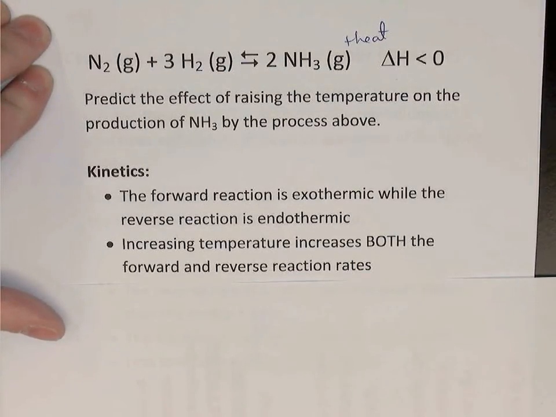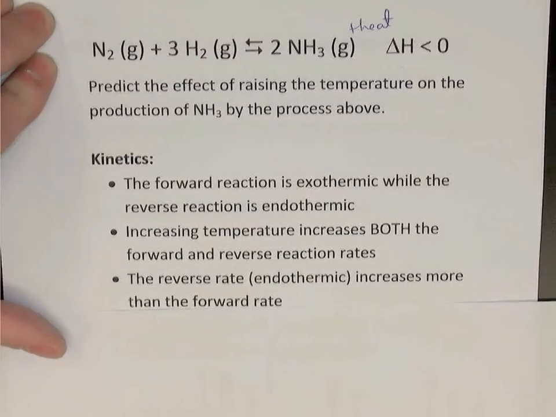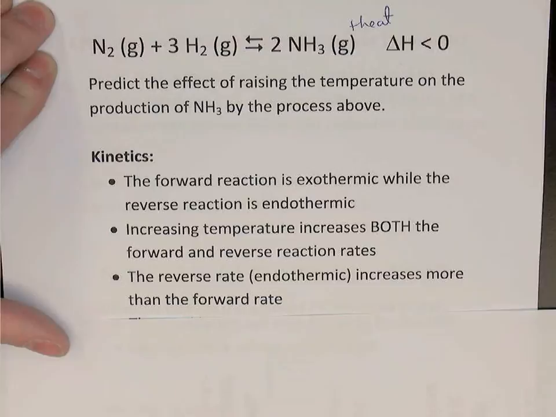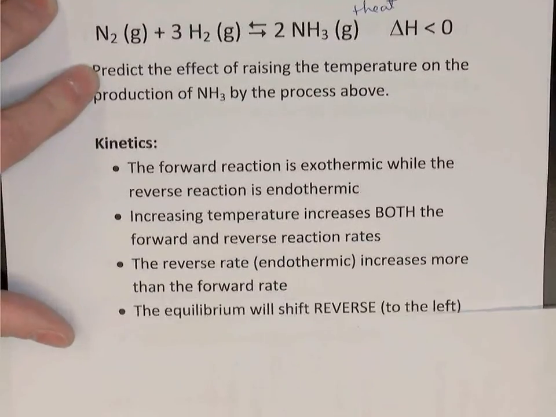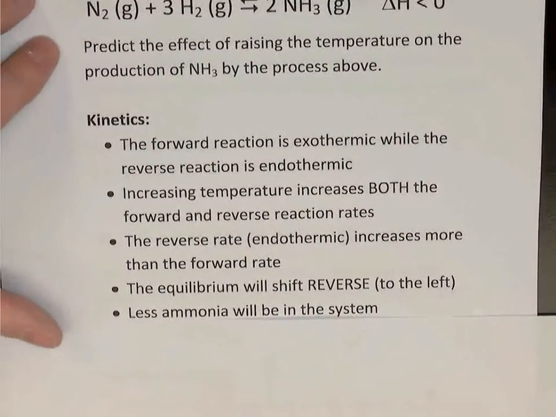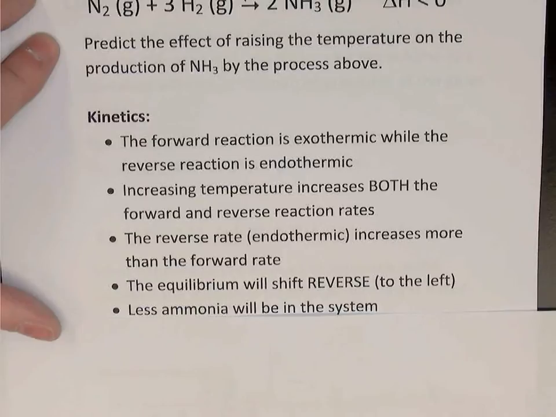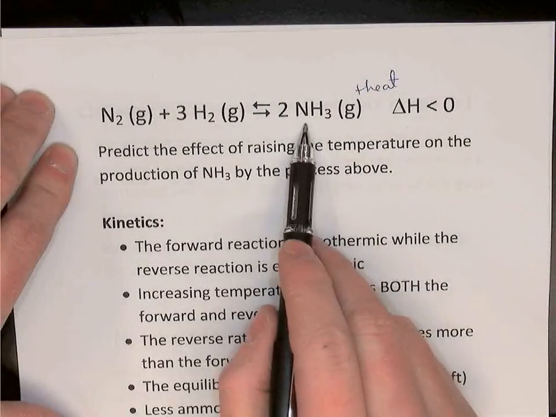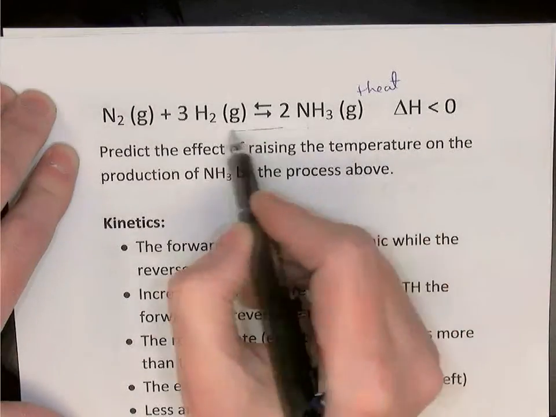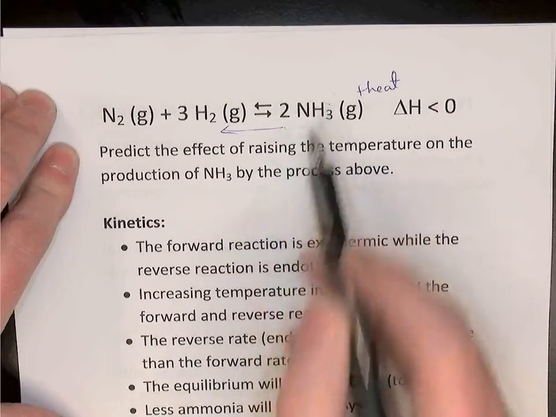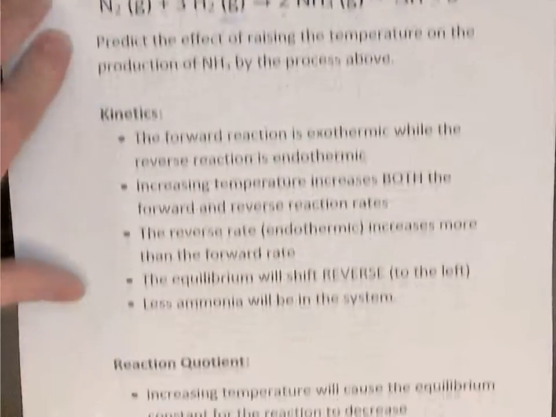Increasing temperature increases both the forward and reverse rates. But the reverse rate, which is endothermic here, increases more than the forward rate. So now the reverse rate is larger than the forward rate, and the reaction shifts backwards. It shifts to the left. Therefore, there'll be less ammonia in the system. Since the ammonia is here on the right, shifting backwards will result in less ammonia in the system.